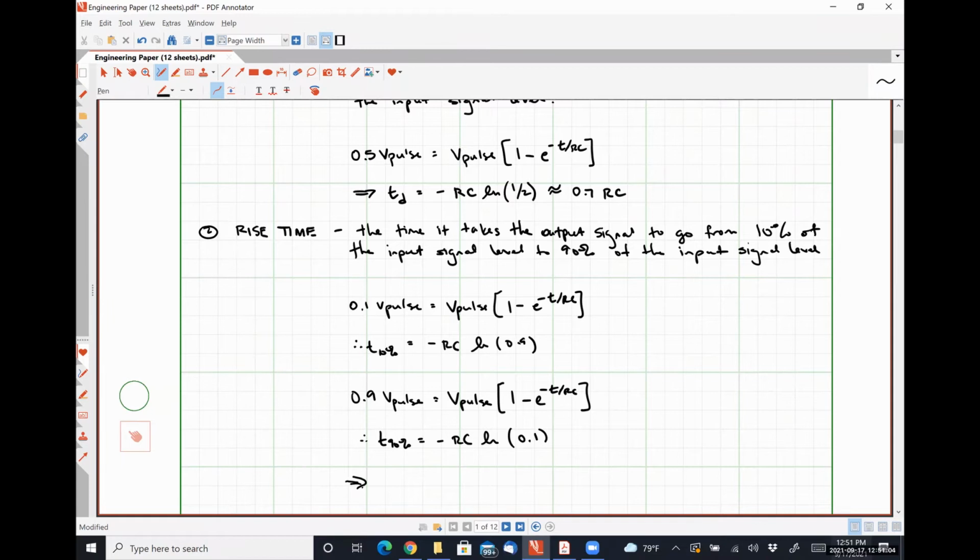And finally then, TR, my rise time, is simply t at 90% minus t at 10%, which is negative RC times natural log 0.1 minus natural log 0.9, approximately 2.2 RC. So that's how we would define everything for a simple RC network.